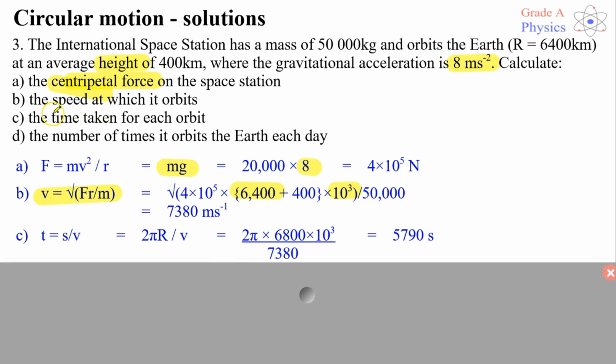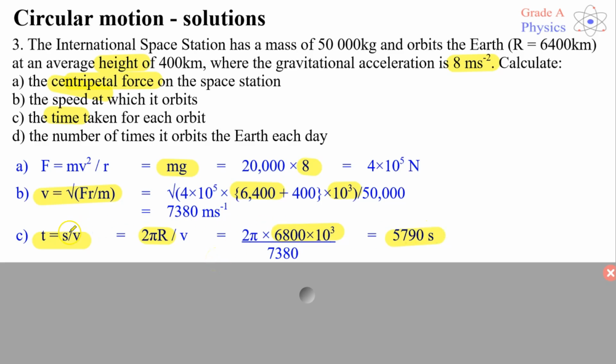Right, we're trying to find the time. Well, we've got constant velocity. We assume that it's a circular path. So v equals s over t. We're trying to find t. s over v. s is the circumference of the circle. So 2 pi r. Once again, watch out, our radius is 6,800 multiplied by 10 to the 3. Then divided by the previous value, and you'll get the time taken for one orbit.